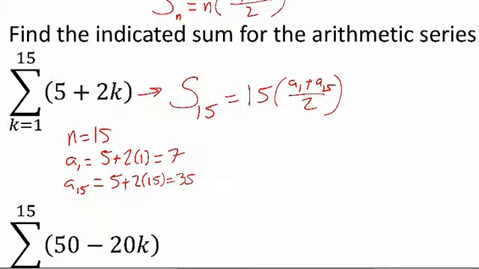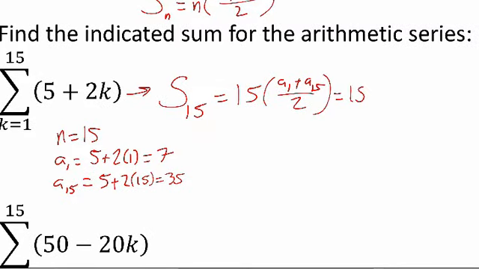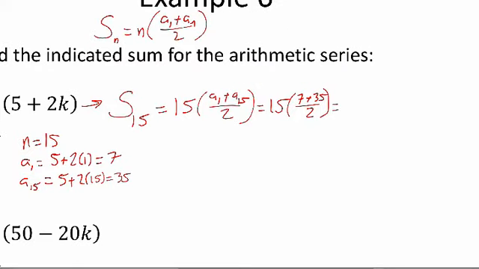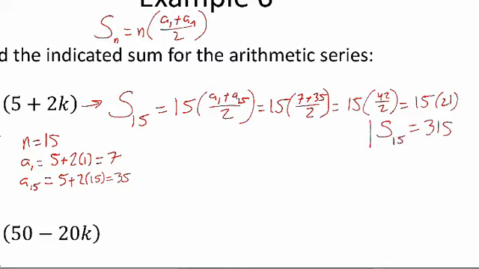So let's replace everything else that we need to in here. We've got 15 times the first term, which was 7, plus the last term, which was 35, over 2. Cleaning that up a little bit more, we've got 15 times 7 plus 35, which is 42, over 2. Doing this as much by hand as possible, we've got 15 times 21. When you multiply 15 by 21, you end up with 315. So we're going to say S sub 15 equals 315.